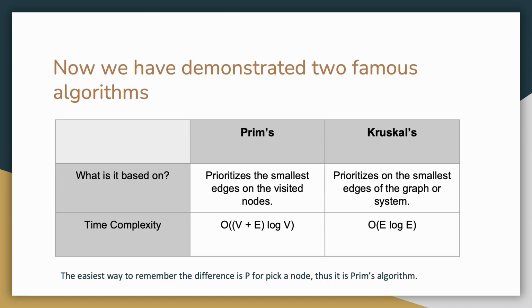Now that we have demonstrated two famous algorithms, Prim's and Kruskal's, we will see that Prim's is based on the smallest costing edge of those visited nodes, while Kruskal's is based on the smallest costing edge of the entire graph or system. Both have different time complexities. One way to remember Prim's algorithm is to identify P for pick a node.